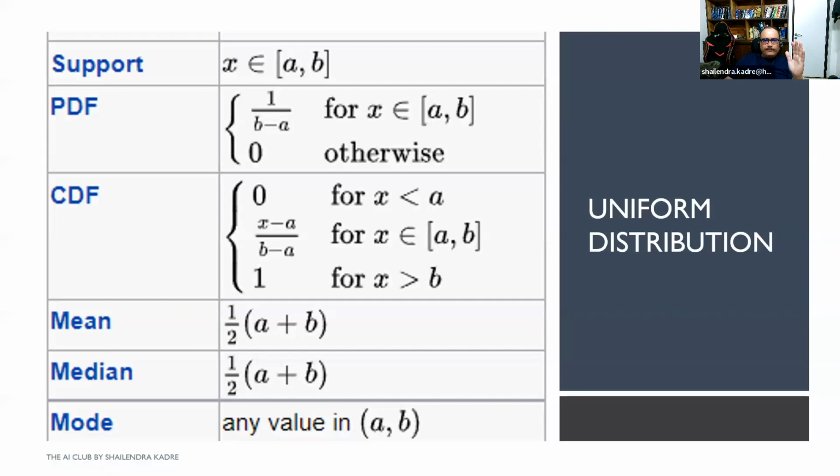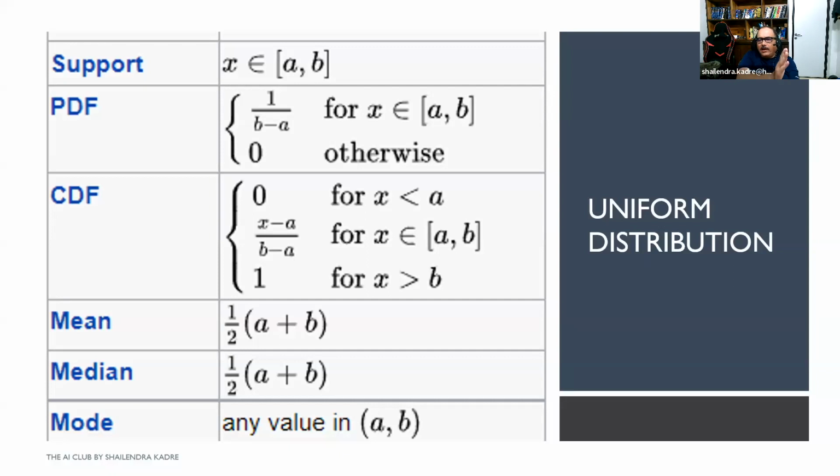Okay, so now you have to remember small things about the uniform distribution. Support: x belongs to (a, b). See the first row, it is written x in the bracket a comma b. The symbol means belongs to. So x will always lie between a and b. Is it true or not?